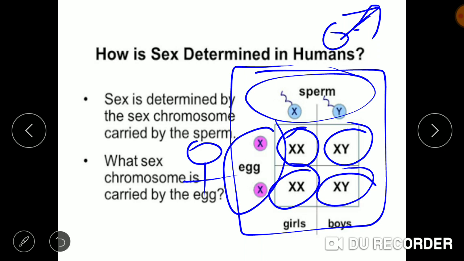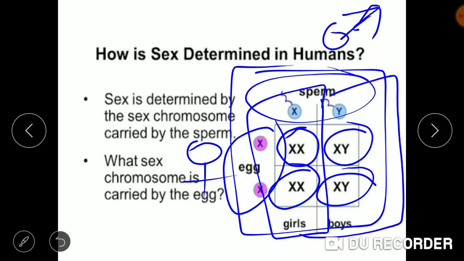At the end, we realize that there are 50% chances of a girl and 50% chances of a boy. So the possibility of a girl is equal to that of a boy. Whether it will be a boy or a girl, there is an equal possibility.